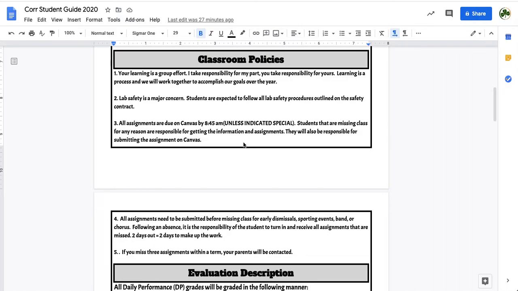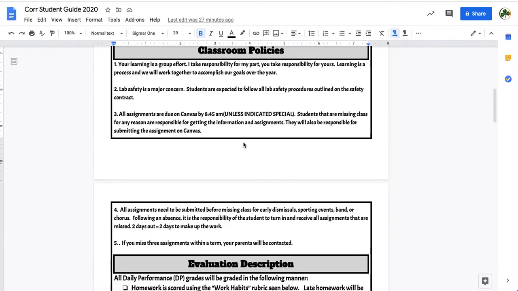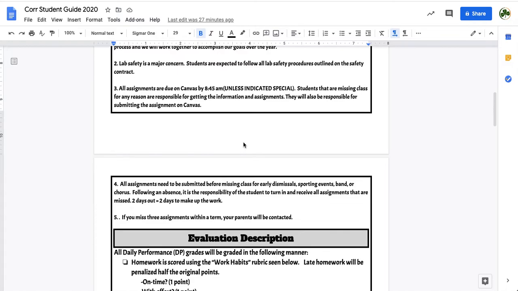I'm constantly checking Canvas to make sure that the grades are updated. All assignments need to be submitted before missing class for early dismissals, sporting events, band, or chorus. So if you're going to be out as a result of an early dismissal, make sure you come and see me to get the work that you miss, or check Canvas to make sure you understand what it is that you're not going to be able to do in class.